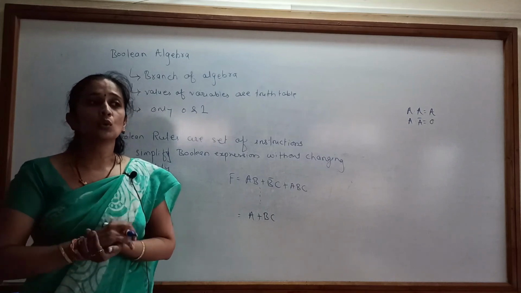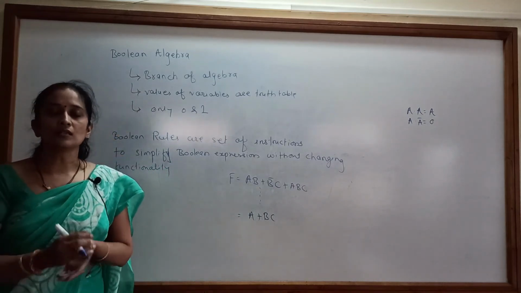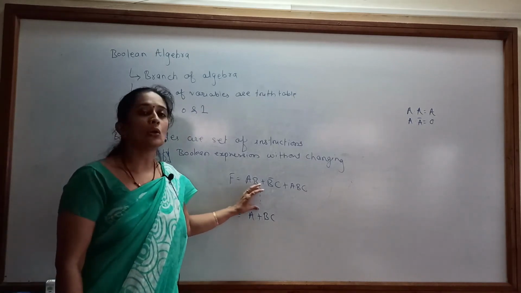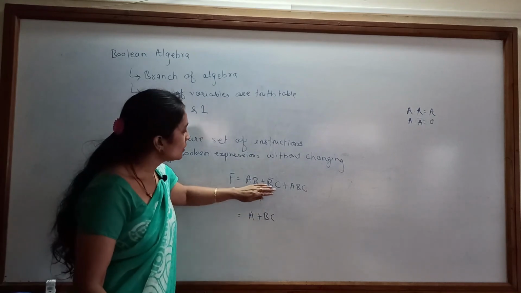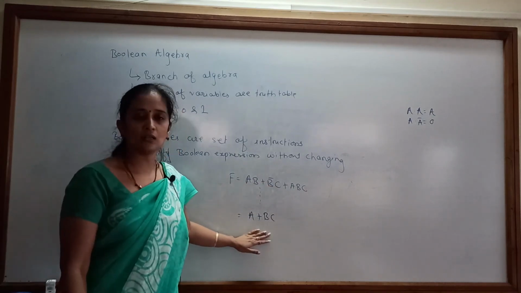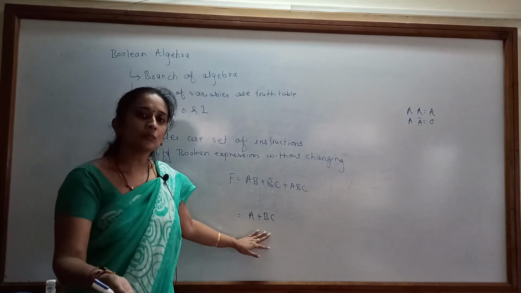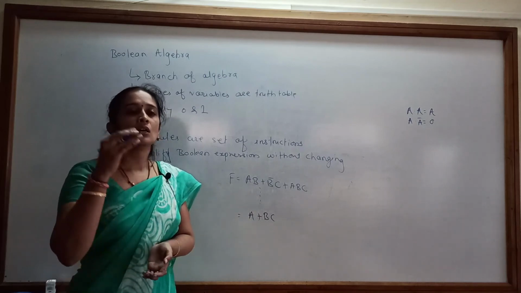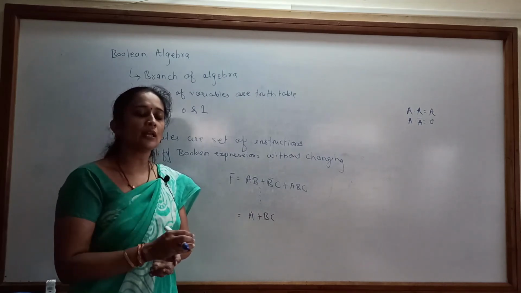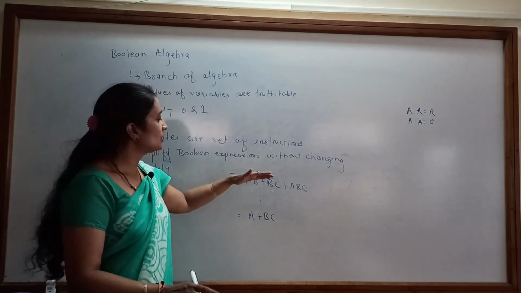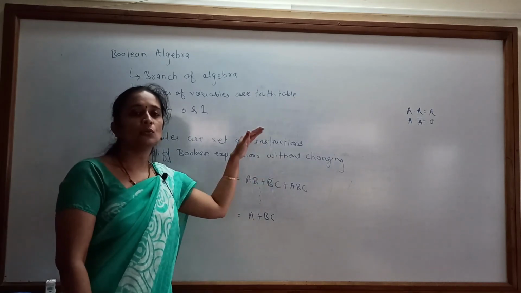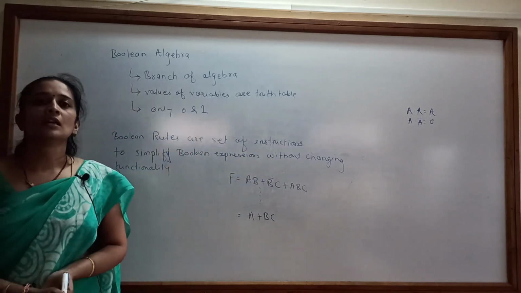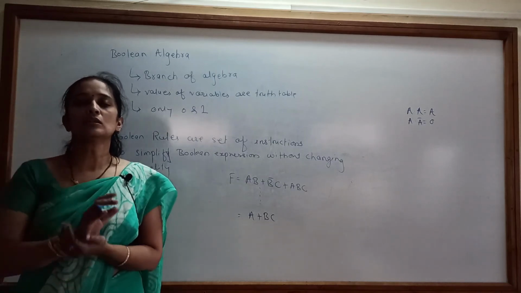Now we will see which are those rules. There are a total of 9 rules, and it is not compulsory that each and everyone will follow the same rule. I will follow some different rule and I will get the answer a plus bc. Another person will follow some other rules. It is not compulsory that the rules should be the same. You can apply any rule to the Boolean expression so that you can minimize the number of gates. This is Boolean expression, Boolean rules. Now we will see which are those rules.